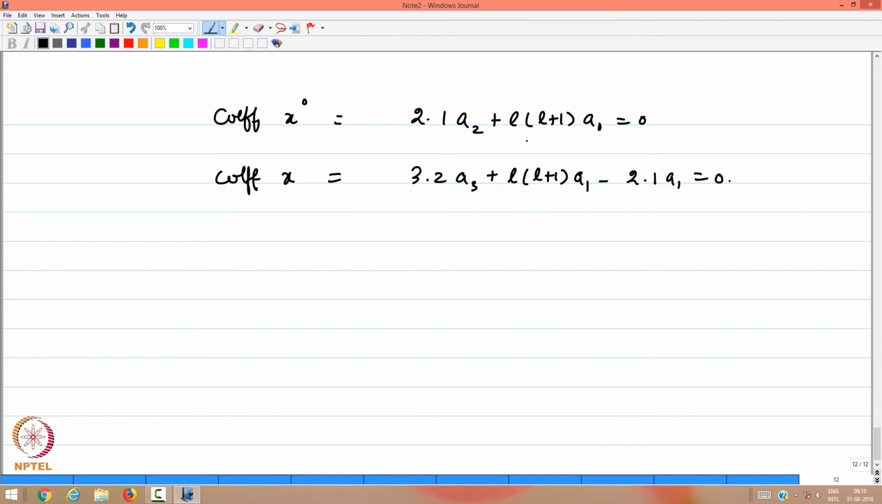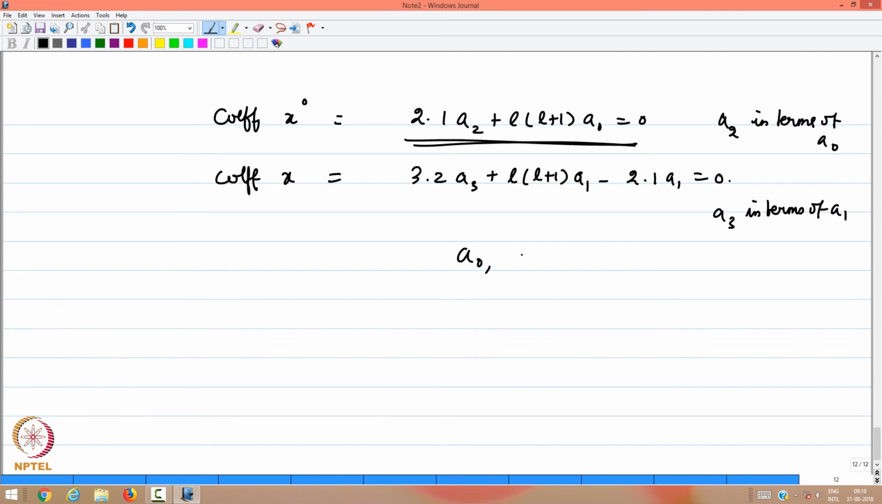You can see immediately the trend that is coming up. a2 is connected to a naught, a2 in terms of a naught, and a3 in terms of a1. Therefore, there are two independent coefficients, a naught and a1, independent, and everything else is in terms of these coefficients.